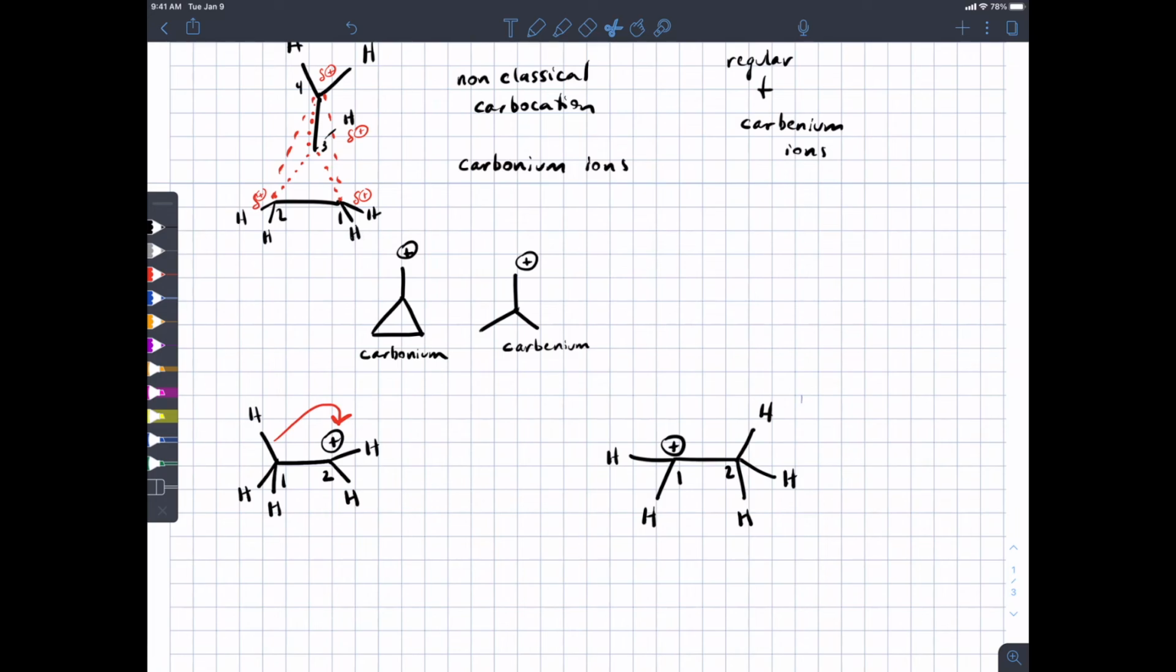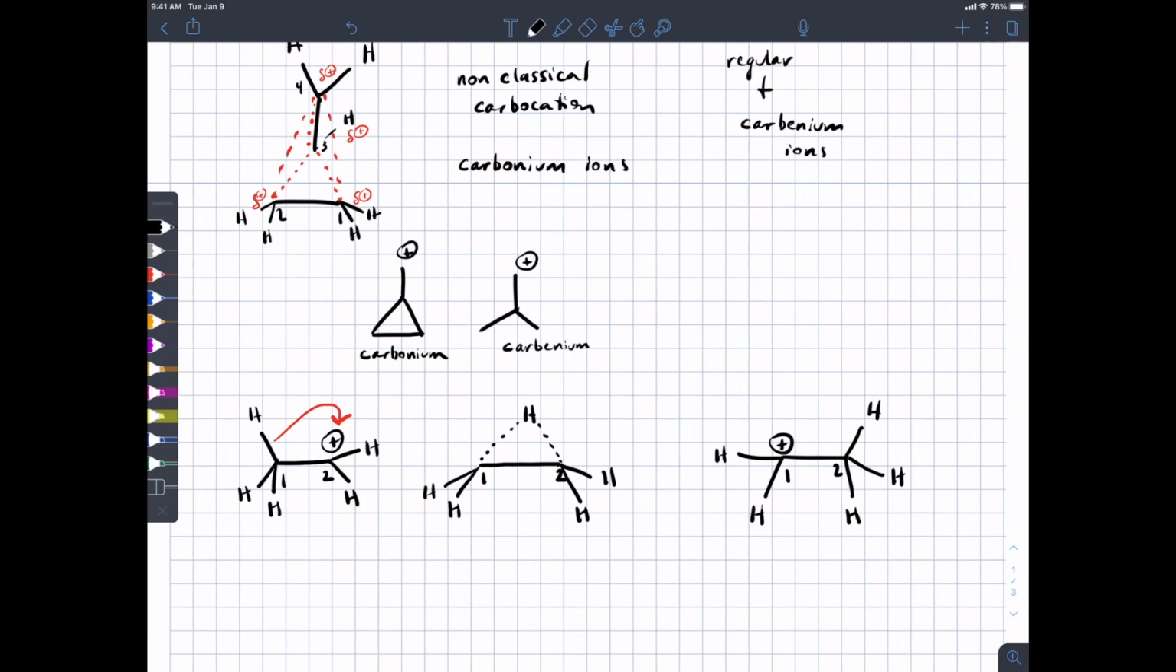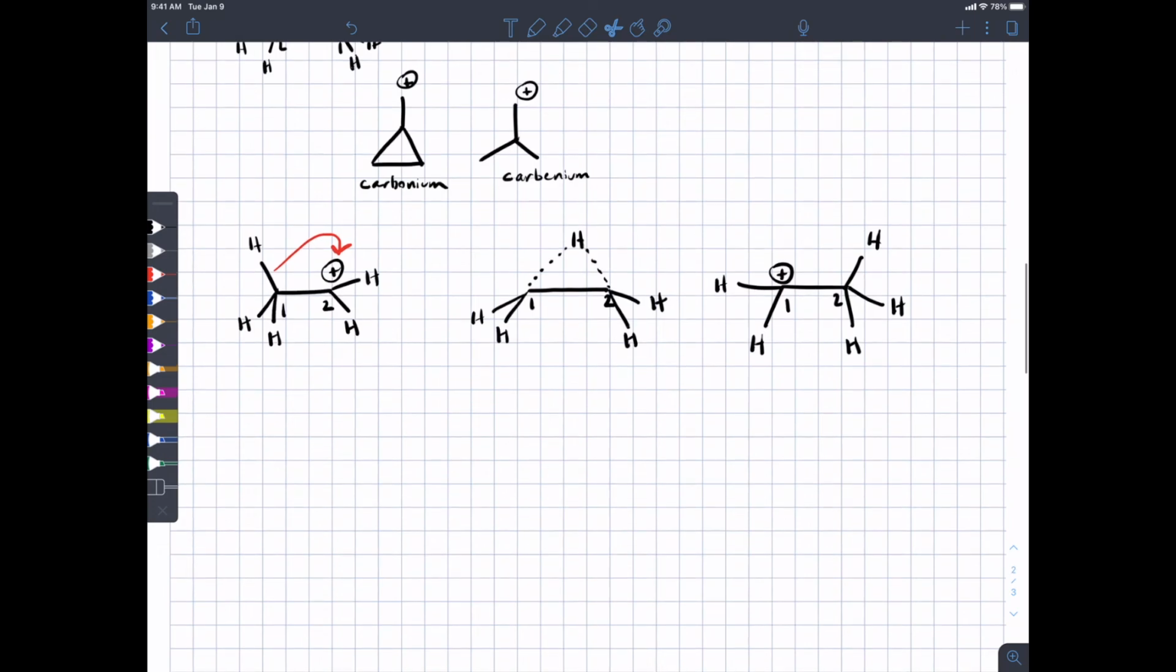Now let's think about what the transition state for that reaction might look like, where a hydrogen is maybe partially bonded to 1, and maybe partially bonded to 2, and sort of hovering over in the middle. Okay, so we've got these 3 structures, A, B, and C.